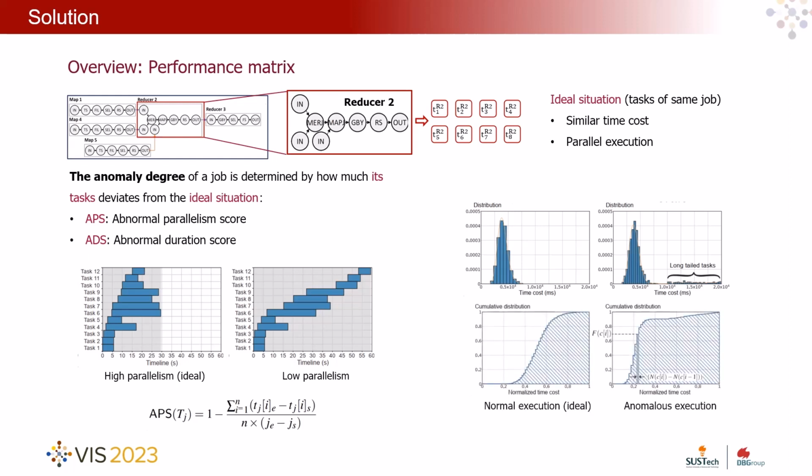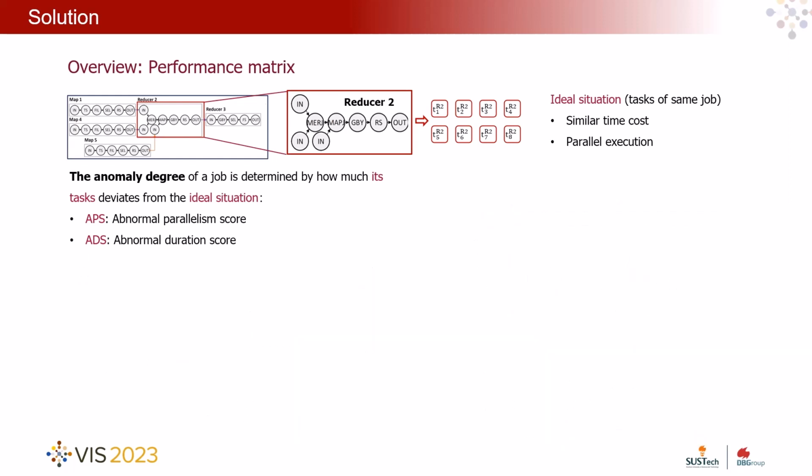Specifically, we compare the cumulative distribution of these two scenarios and notice that the long-tailed case exhibits a larger shaded error. Thus, we quantify ADS by calculating the size of the shadowed region. Alright, with our scoring metrics, APS and ADS, we create a rose chart to offer a visual representation of the anomalies.